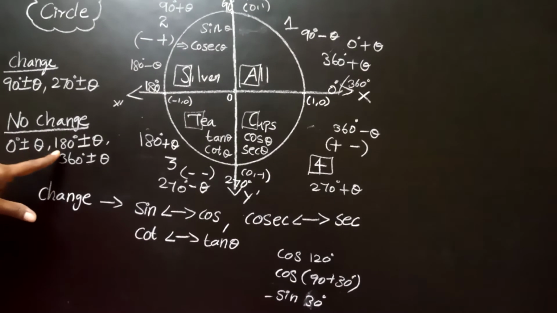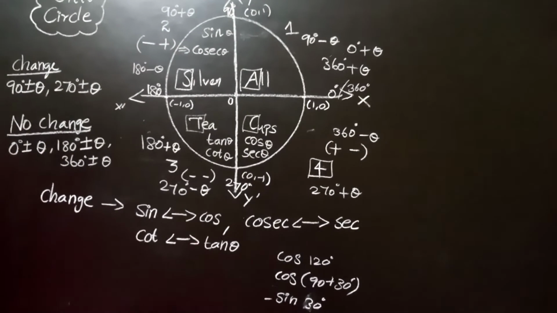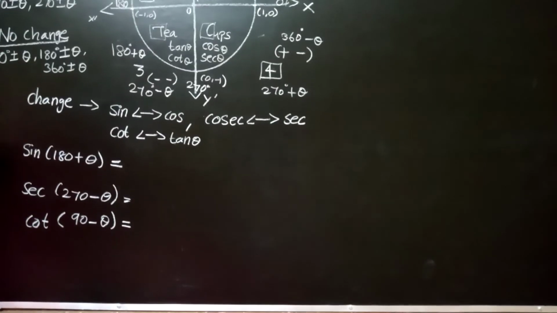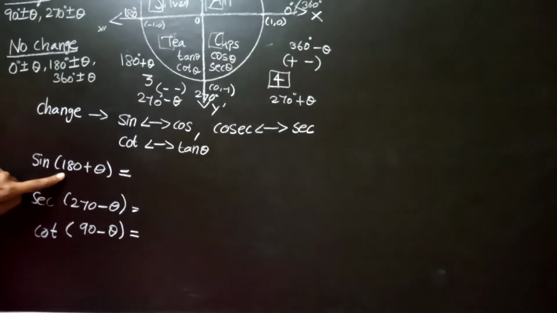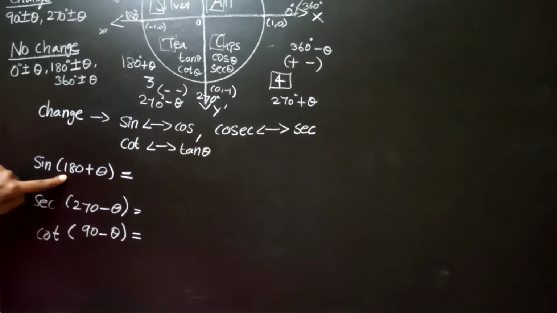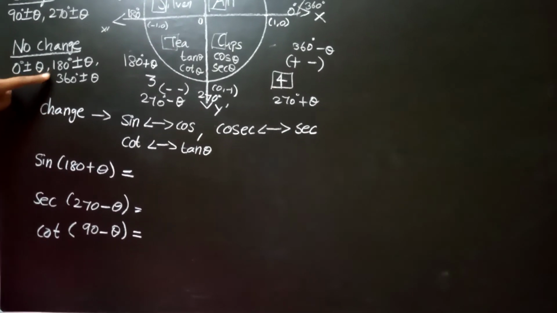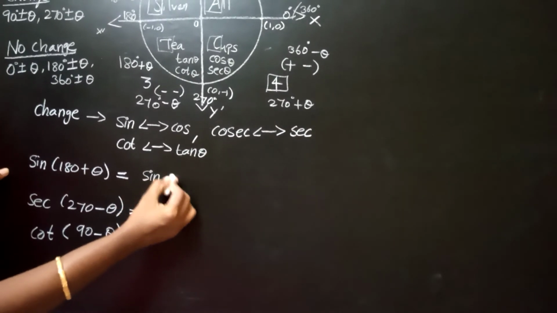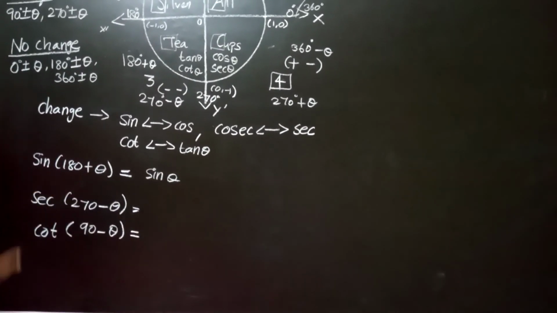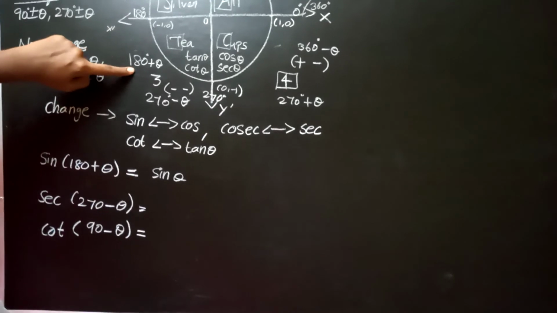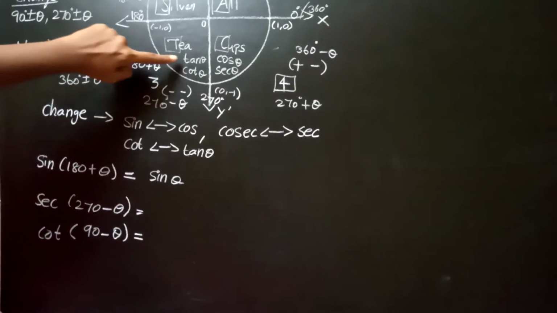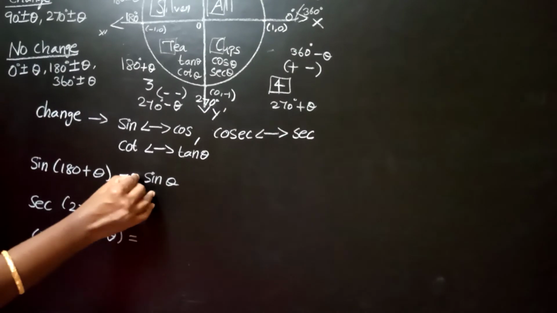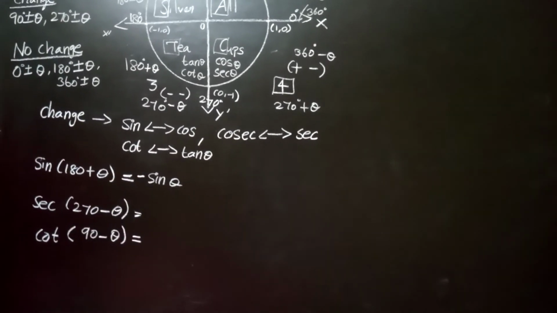Now suppose 180 plus or minus theta comes, let's see some more examples. Sine of 180 plus theta is my question. 180 plus theta is no change. No change means sine will remain sine, so sin theta. 180 plus theta will come under which quadrant? The third quadrant. Here only tan and cot are positive, all the remaining are negative. So the value will be minus sin theta.